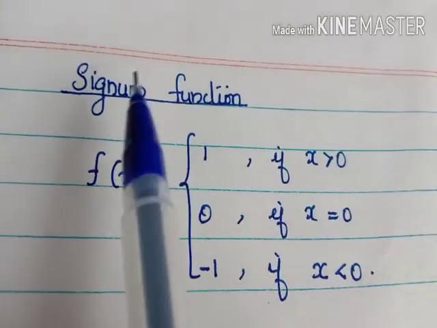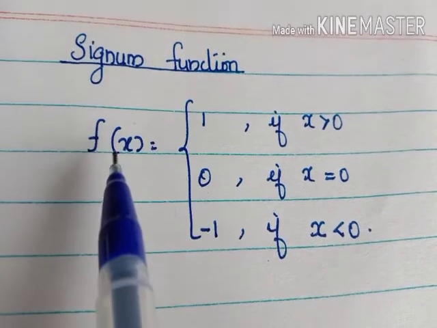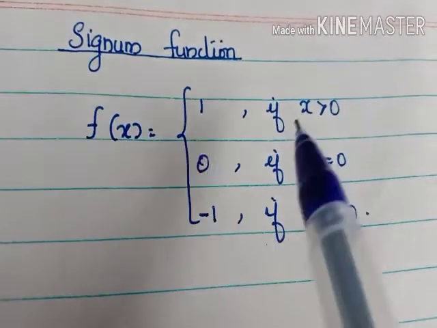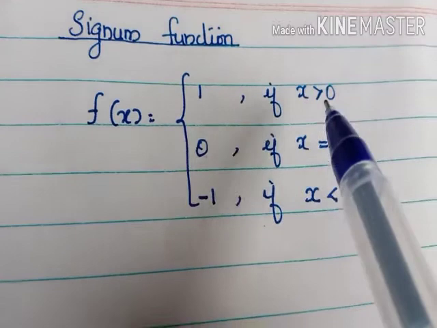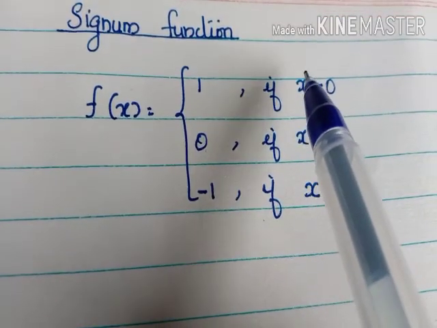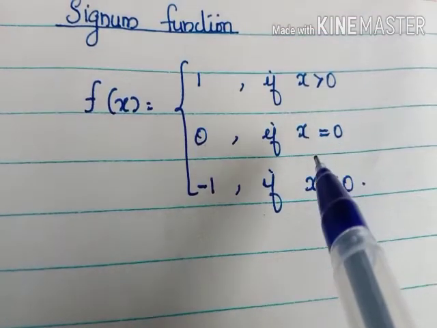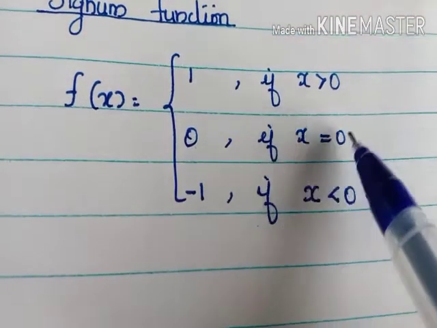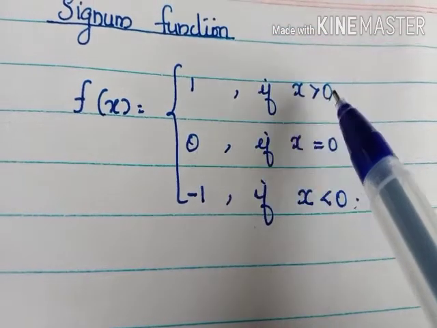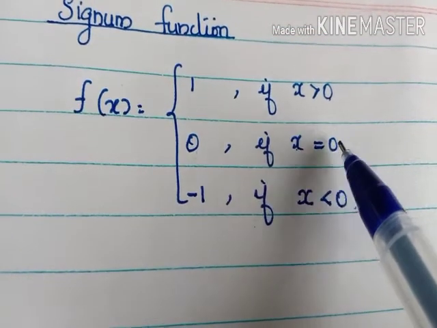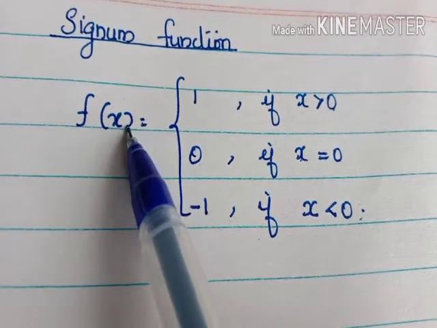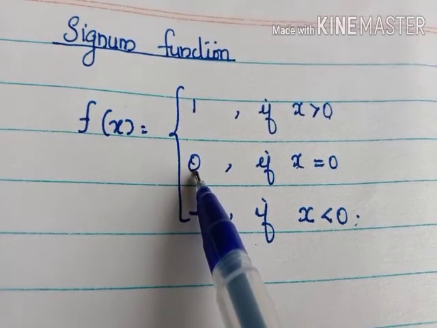Next is the signum function. The signum function f of x is divided into three parts, three divisions as per the given values of x. Here the values of x are divided into three cases: x equal to 0, x less than 0, and x greater than 0. If the value of x equals 0, then the signum function value f of x is equal to 0.